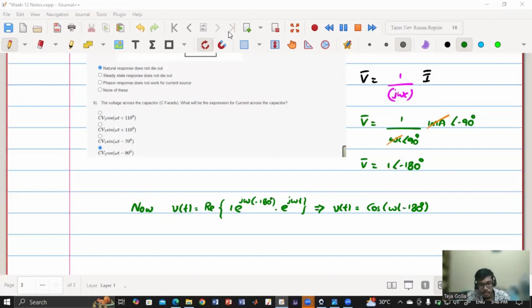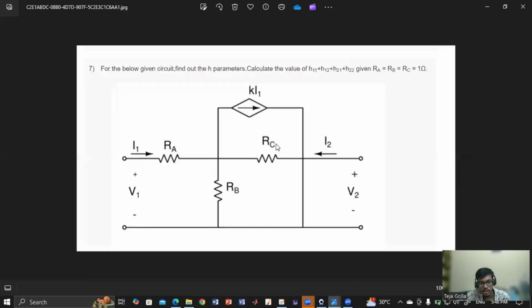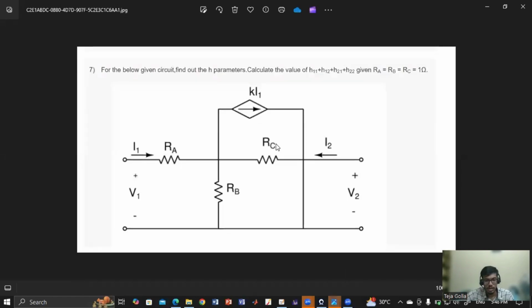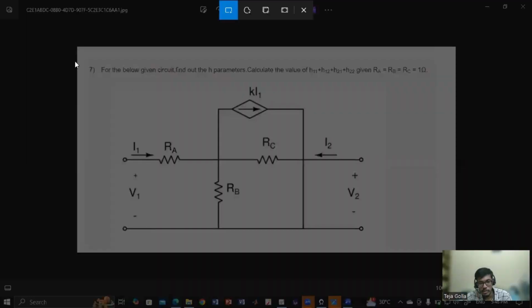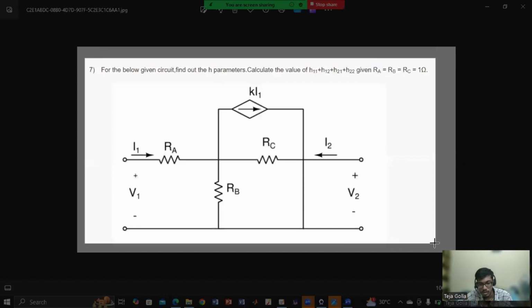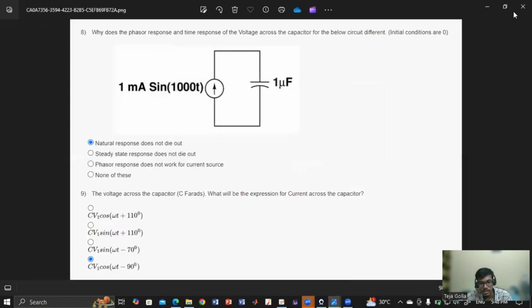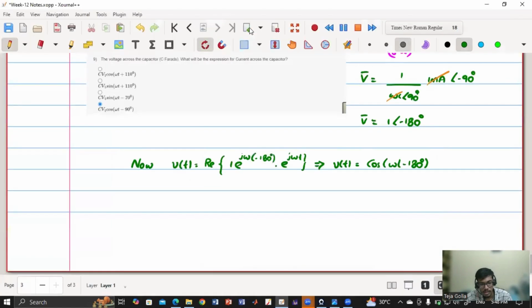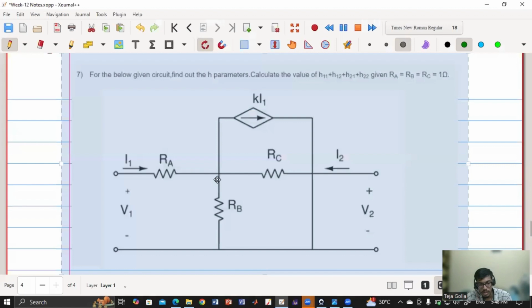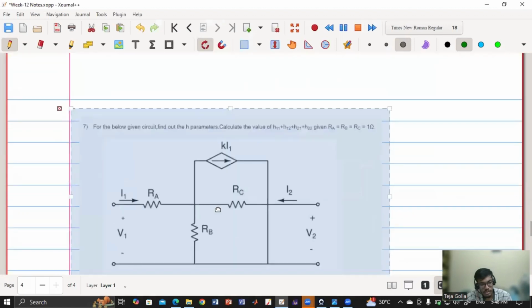And Priya has asked one question: for the given circuit, find out the H parameters. Yes, so Priya, what is your query in this? We have to solve all the H parameters. Yes, you have to solve all the H parameters.